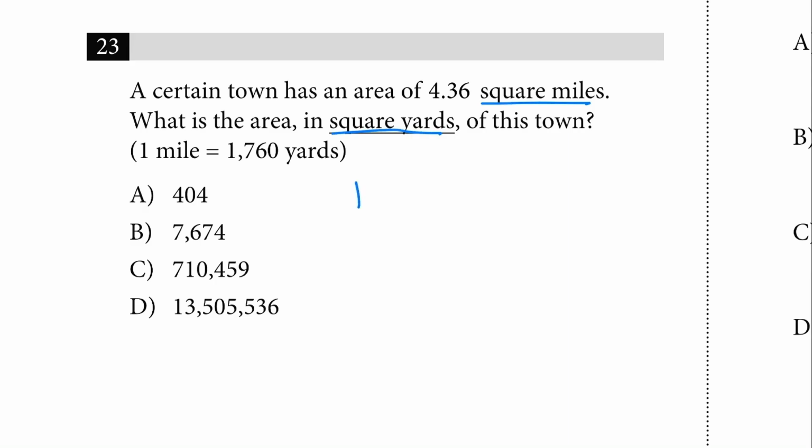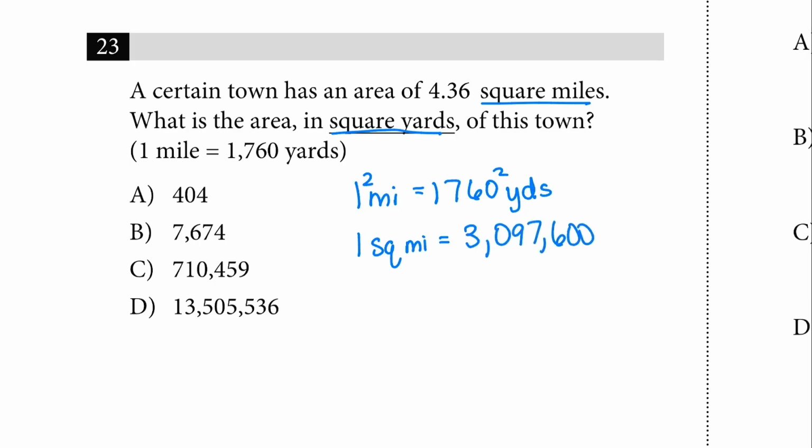We can either take the conversion and square it, which I think is easier. So let's go ahead and just do that. But there is another way to do it. And if you're interested, I'll be happy to show you. So let's figure out, we have 1 square mile is going to be the same thing as 3,097,600 square yards. Now, that conversion does seem a little bit obnoxious, but this is how you do it.